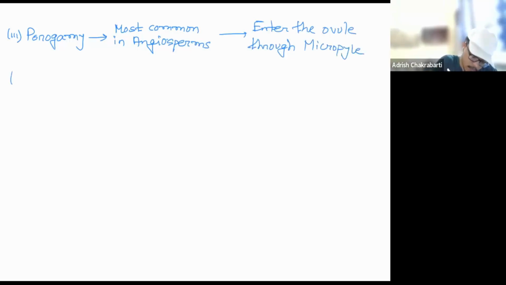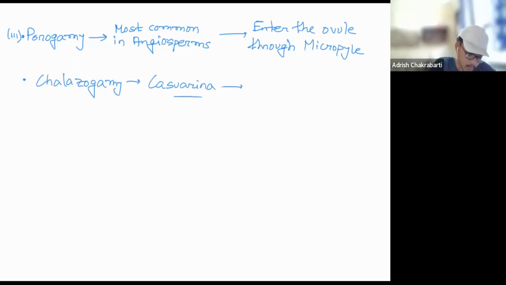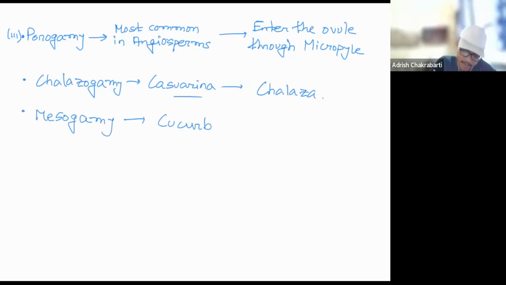The next, let me give a bullet point over here. Chalazogamy. Example is Casuarina. The pollen tubes enter through the chalaza. And the last is mesogamy, which is observed in Cucurbita. And it enters through the integument.